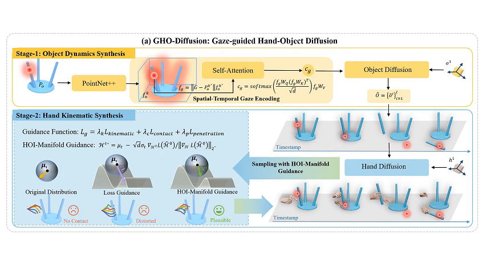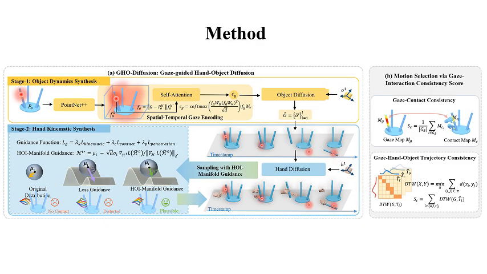Motions generated by diffusion do not always fully conform to the gaze distribution. We also select diffusion results based on consistency scores between gaze contact maps and gaze interaction trajectories. Next, we will present the experiments.